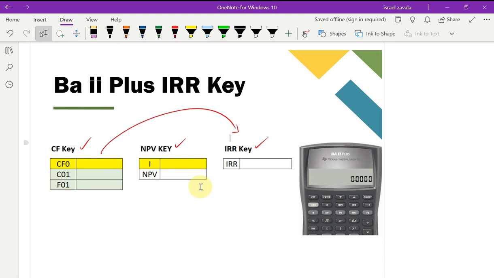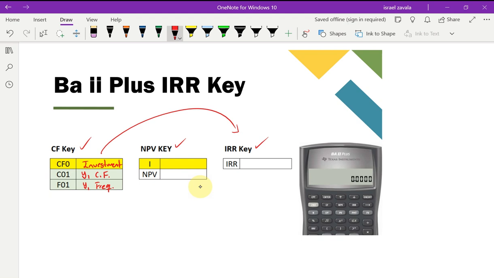The other thing I want to mention is we left out before, CF0 is our initial investment. C01 is the year one cash flow, and F01 is the year one frequency. Now, we didn't do a lot with that. We may or may not do that here. But if you follow the steps I'm giving you today, you don't have to worry about that.